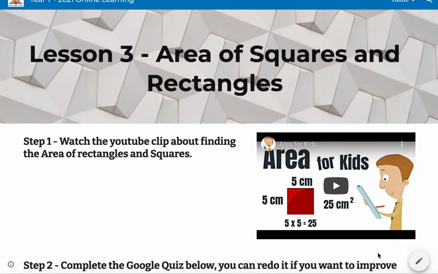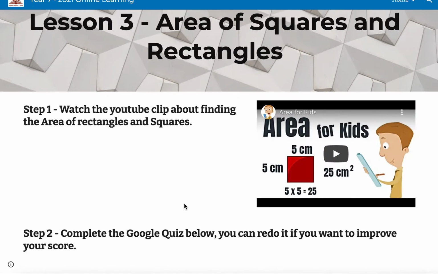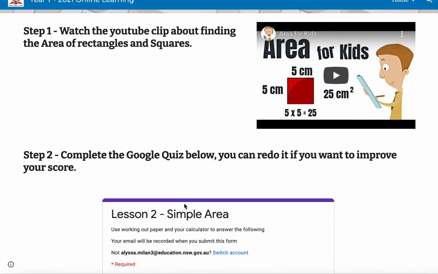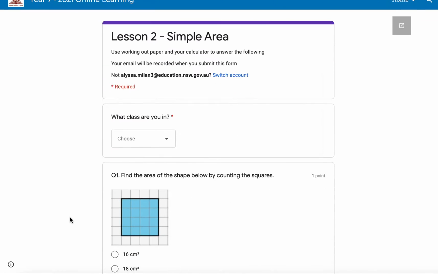Lesson 3, area of squares and rectangles. So last lesson we looked at perimeter. This lesson we're looking at area. And we're just looking at squares and rectangles for this lesson.